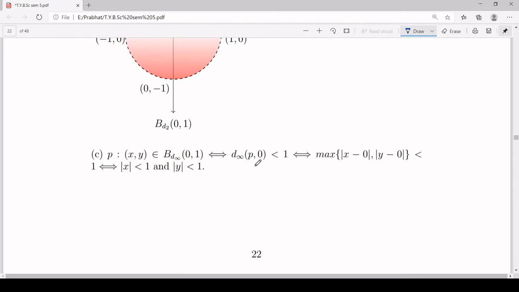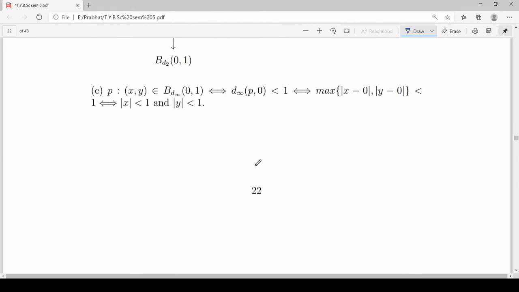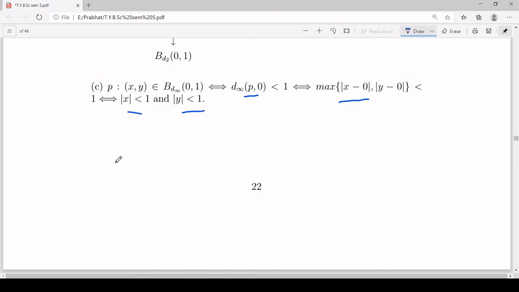Now the third one, our metric was D infinity, with ball 0, 1. So the point P (x, y) will belong to B D infinity 0 1 if and only if the distance between P and 0 is less than 1 with respect to this metric. And this metric acts like this: this is if and only if the maximum of mod x minus 0, comma, mod y minus 0 is less than 1. Now, the maximum is less than 1, so the other part also has to be less than 1. So you can say it is if and only if mod x less than 1 and mod y less than 1.